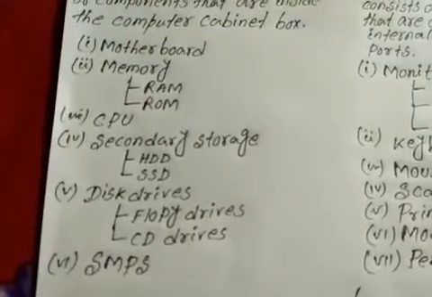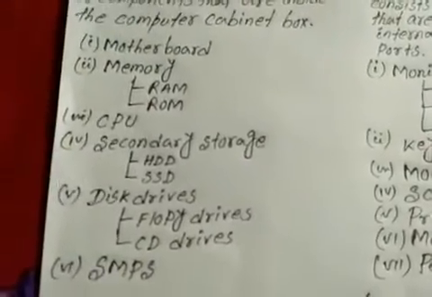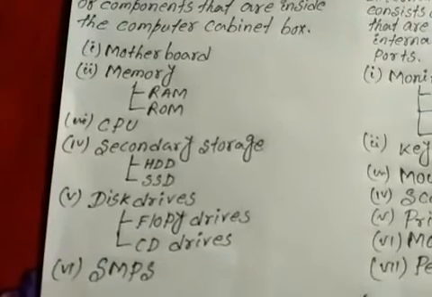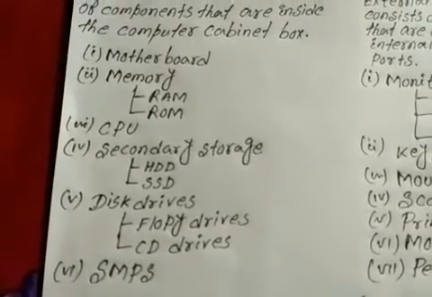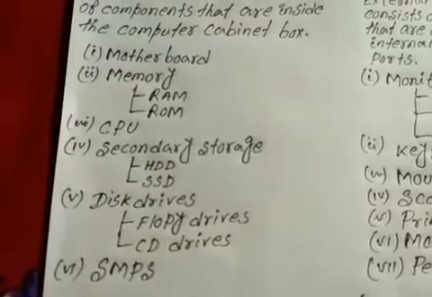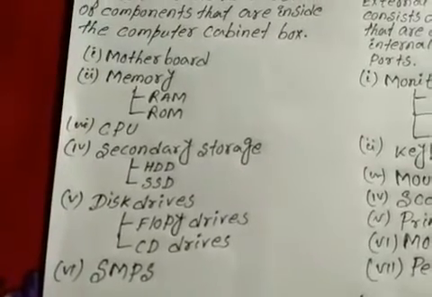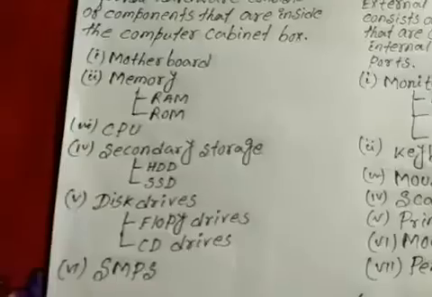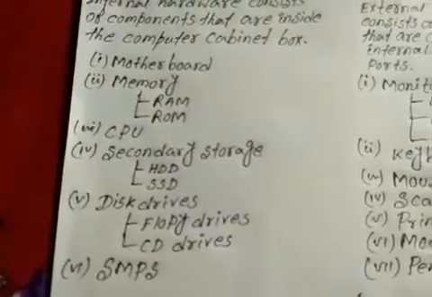Then disk drives. Floppy drives. Floppy disk is used for storing smaller size of data. It is a flexible disk of diameter 3.5 inch made of plastic coating with a magnetic material.